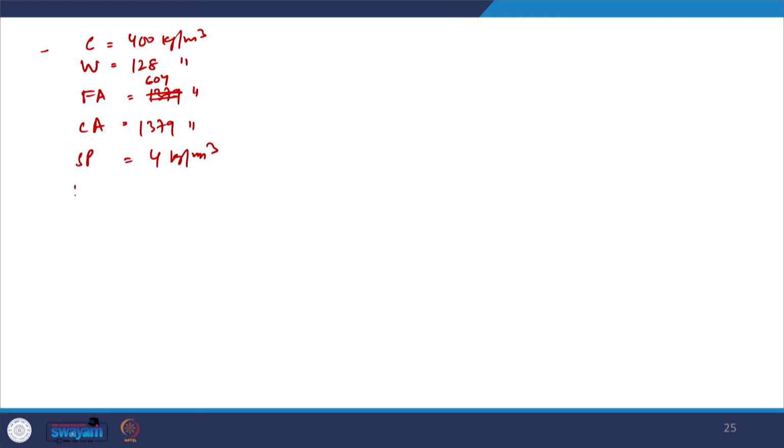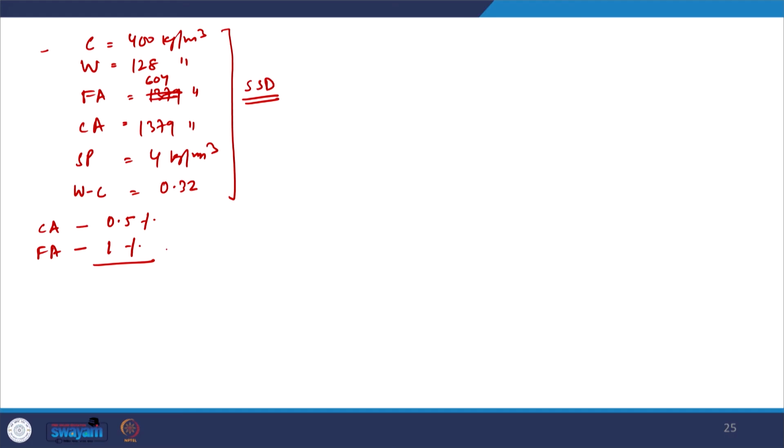then the water cement ratio which we have taken is 0.32, but this is in an SSD condition. If you remember, the problem stated that the coarse aggregate and the fine aggregate had a certain level of water absorption as well. Let me write down what was given. It was given that coarse aggregate has an absorption of 0.5% and fine aggregate has an absorption of 1%. Now, you see this is in SSD condition, alright.